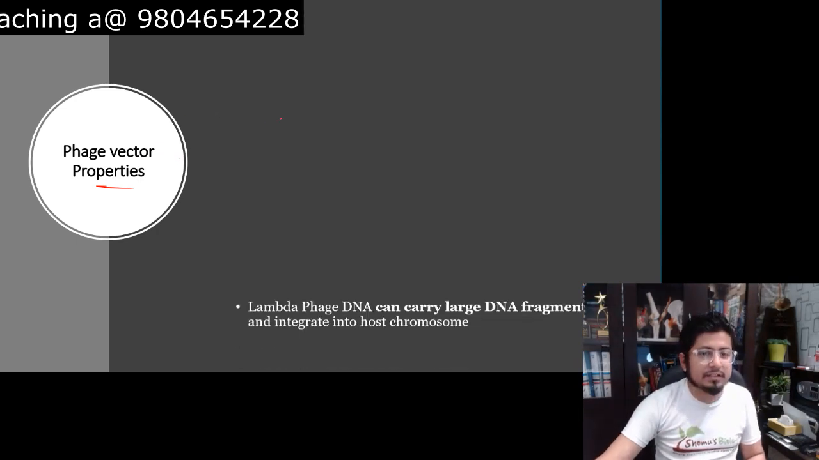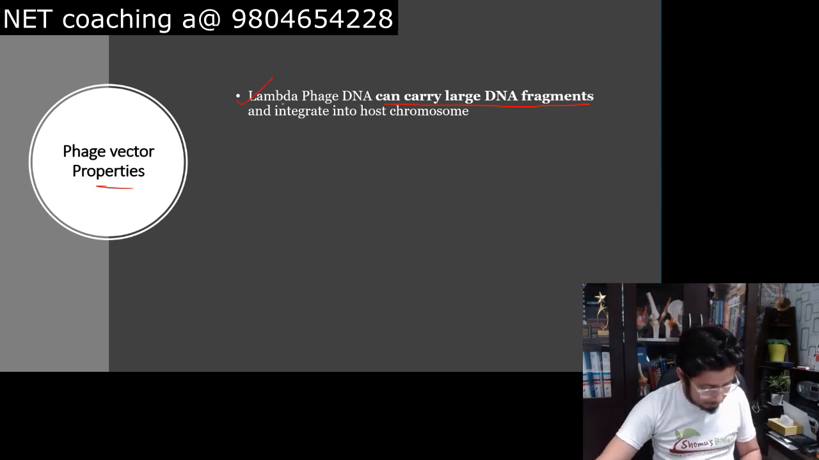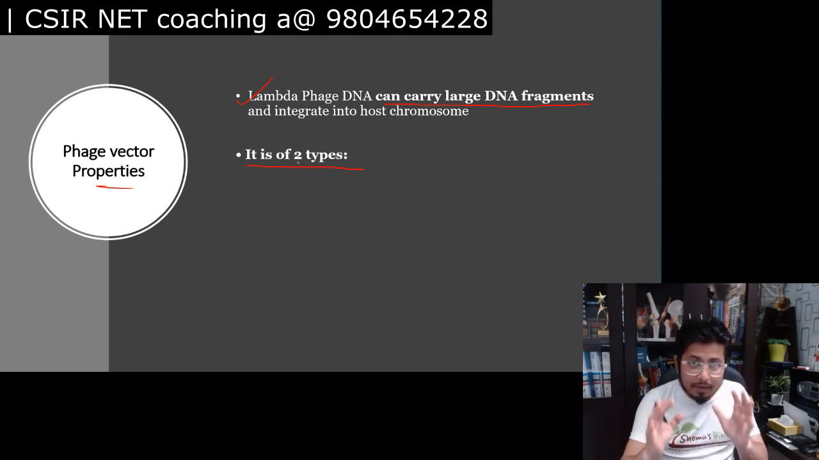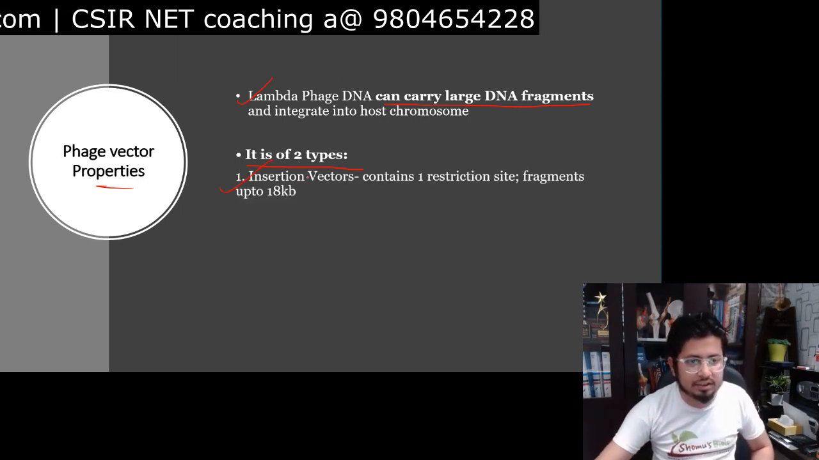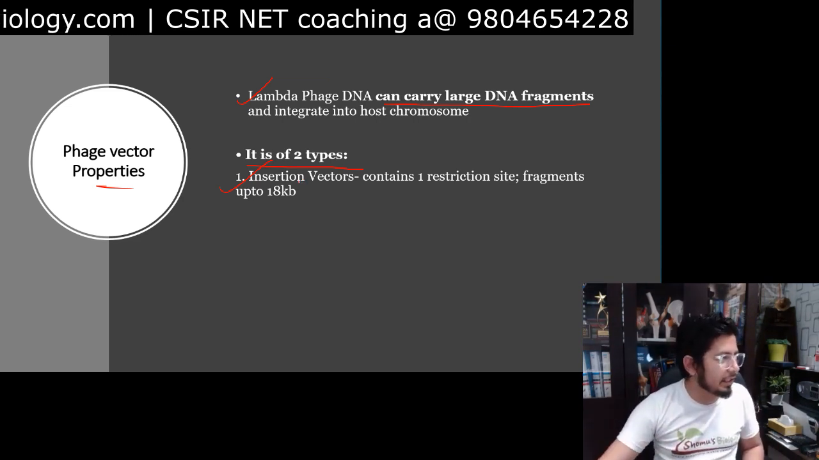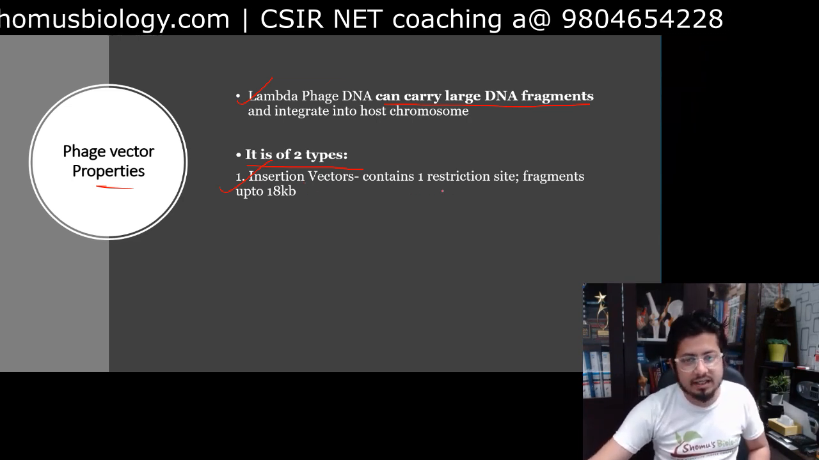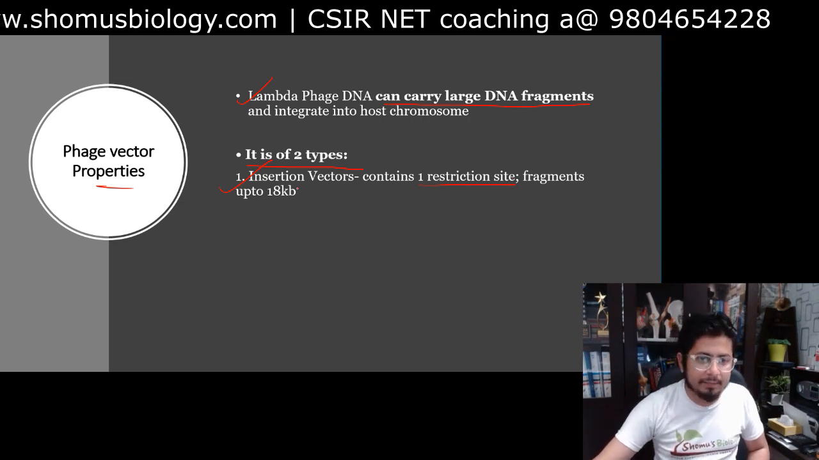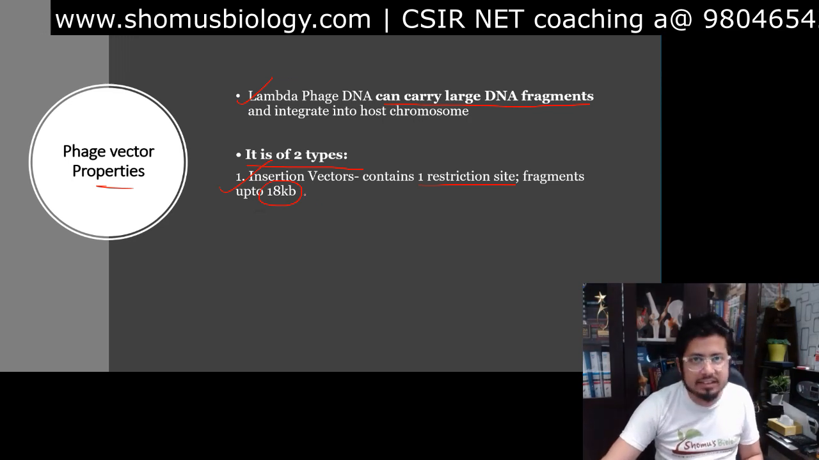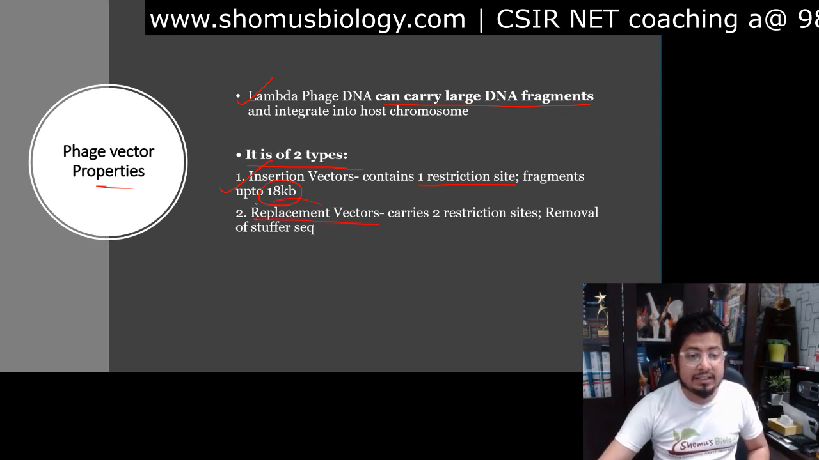So if we talk about the phage vector properties, the DNA can carry large DNA fragments. This is one important good property. And there are two types of lambda phage vectors that are available: the insertion vector and the replacement vector. The insertion vector contains one restriction site, and fragments up to 18 kilobases long can be cloned utilizing this insertional vector. While the replacement vector, why the term replacement?